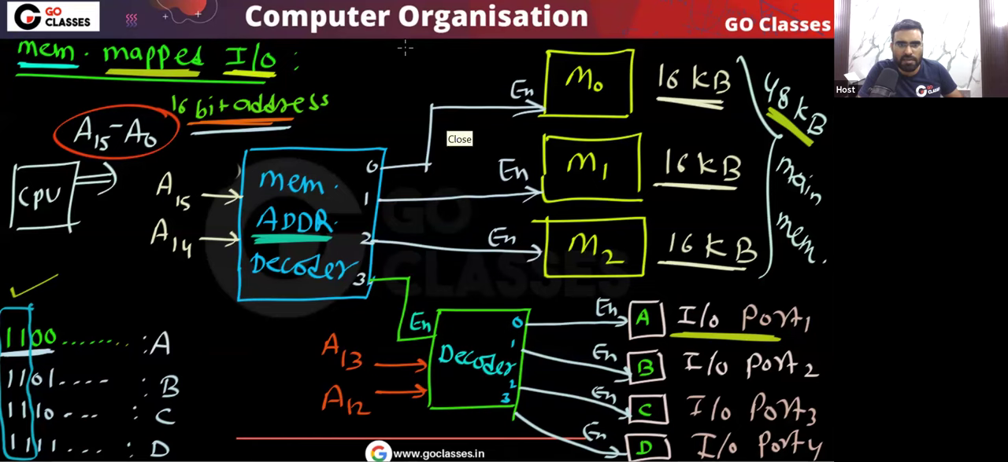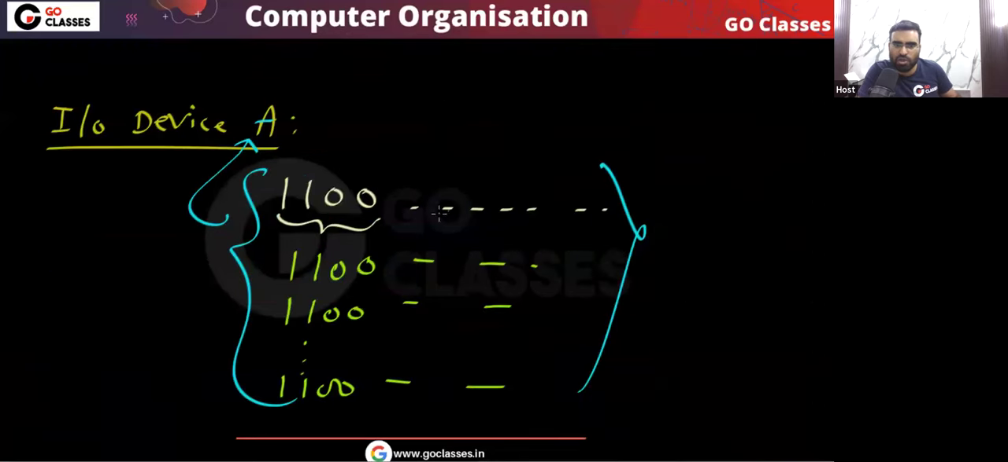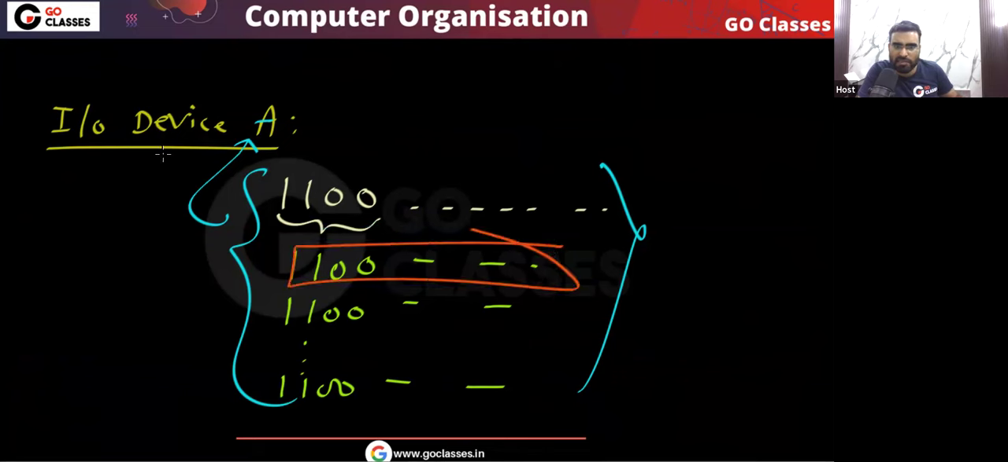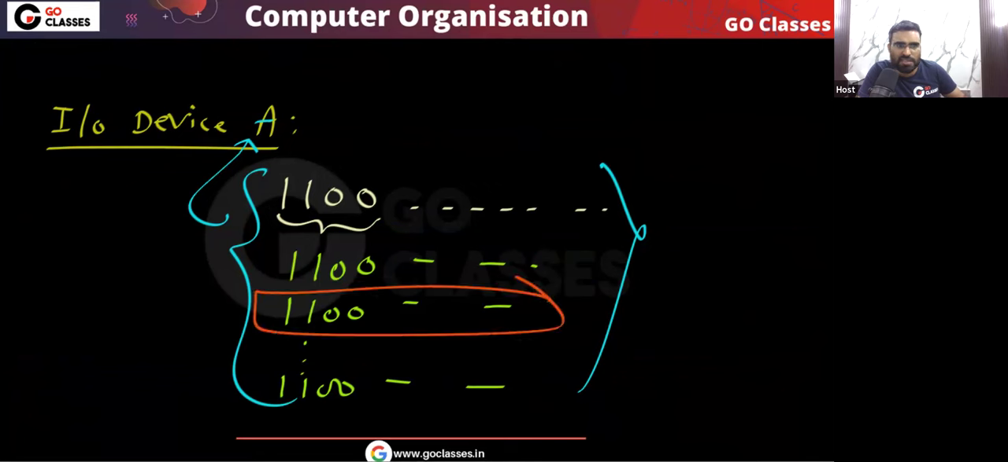Is this clear? A student is saying, sir, I did not understand the multiple addresses. See here, if I want to access this device A, which address will the CPU generate? The CPU will generate 1100, then here any bits, you can put anything. So for example, this address means IO device A, this address means IO device A, this address means IO device A.